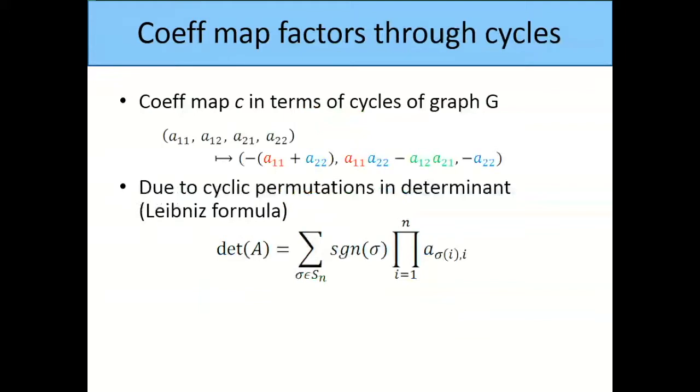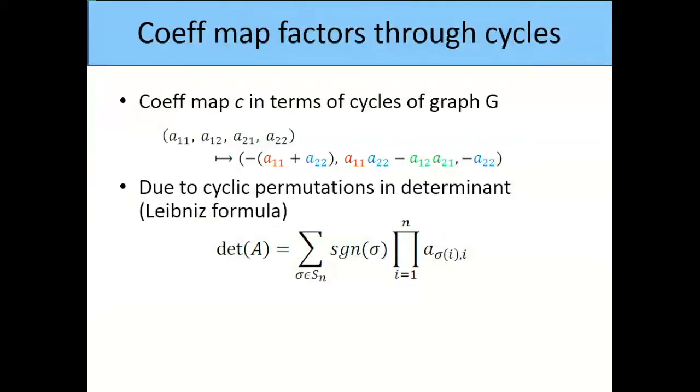This is actually true for all models with these assumptions I've made. So input, output in the first compartment, leaks from every compartment, strongly connected graph. So our coefficient map, for all these types of models, can be written in terms of the cycles of the graph. In other words, it factors through the cycles. And the reason for this is due to this famous Leibniz formula for writing the determinant. In other words, we can write the determinant in terms of cycles.